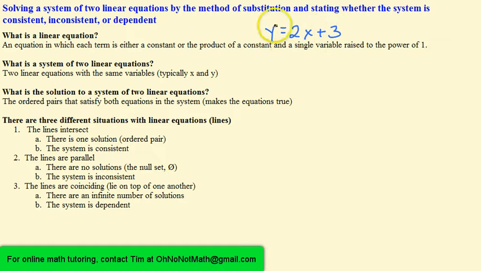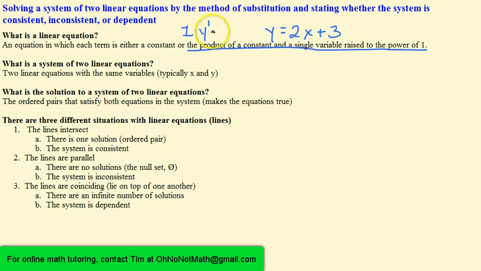Let's look at each term. The y term is the same as saying 1 times y raised to the power of 1. So that would be the product of a constant and a single variable raised to the power of 1. Let's look at the 2x term. It's a constant multiplied by a variable raised to the power of 1. And then the last term is just a constant. So that's a linear equation.